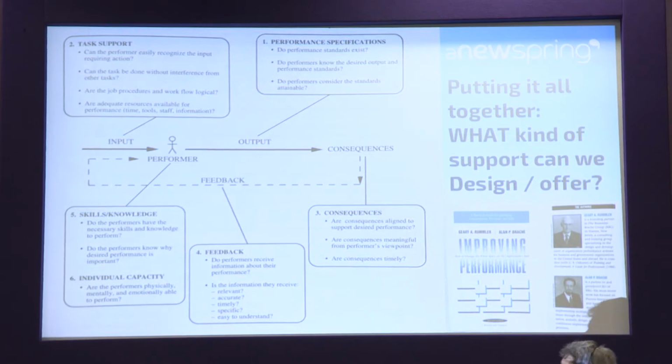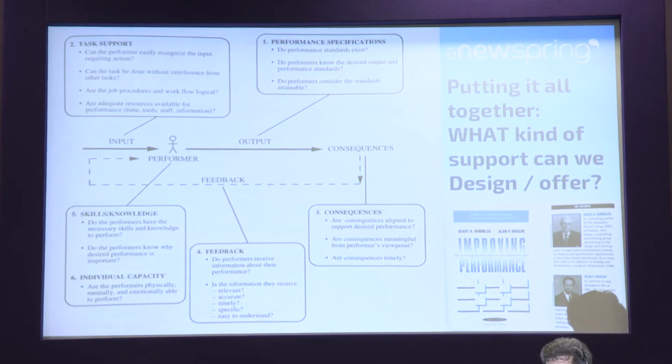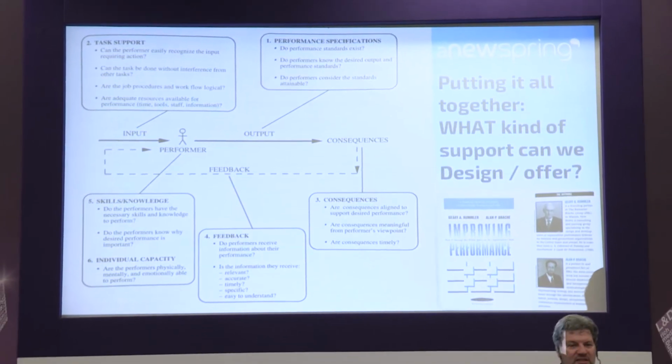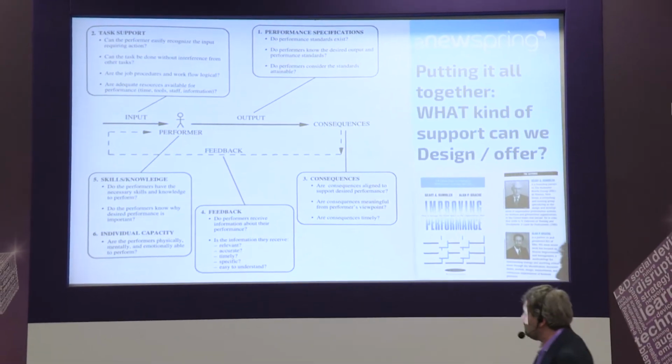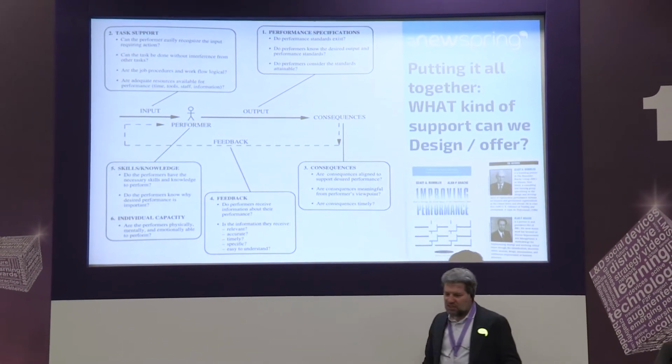The second one is the task support. How well is the workplace designed? How good are the tools, the processes that are available to do your job? How good is your input? Because you might have heard about garbage in, garbage out. If you want to create good output, but you have bad input, it will be very hard to create good output. Then the third one is the consequences.